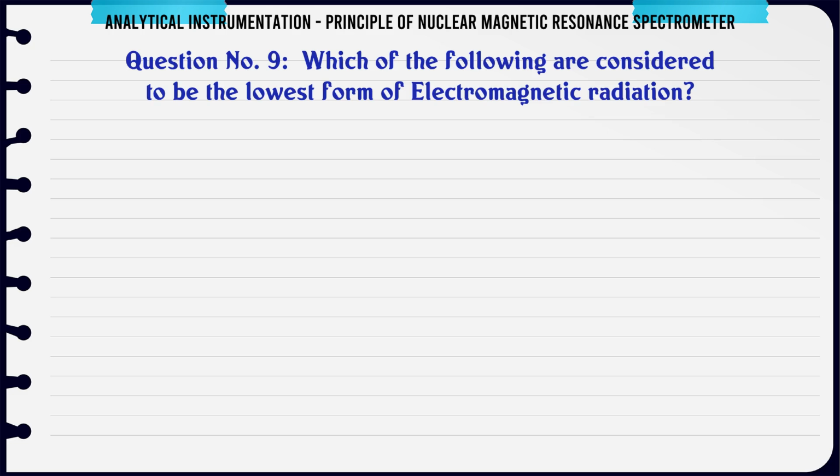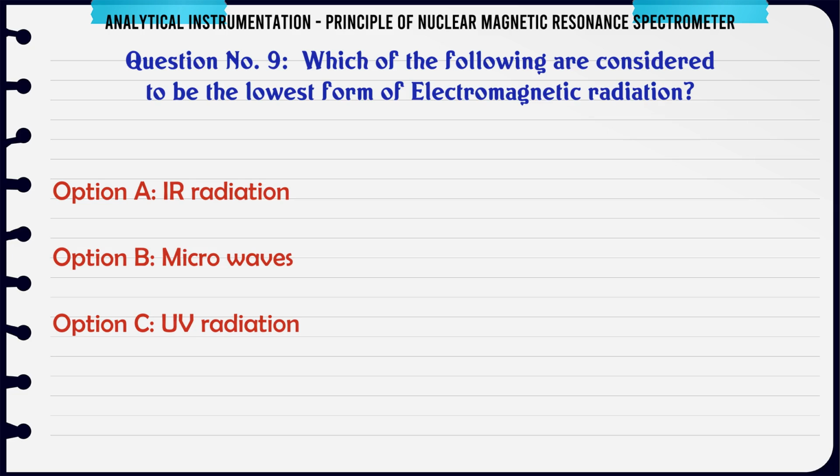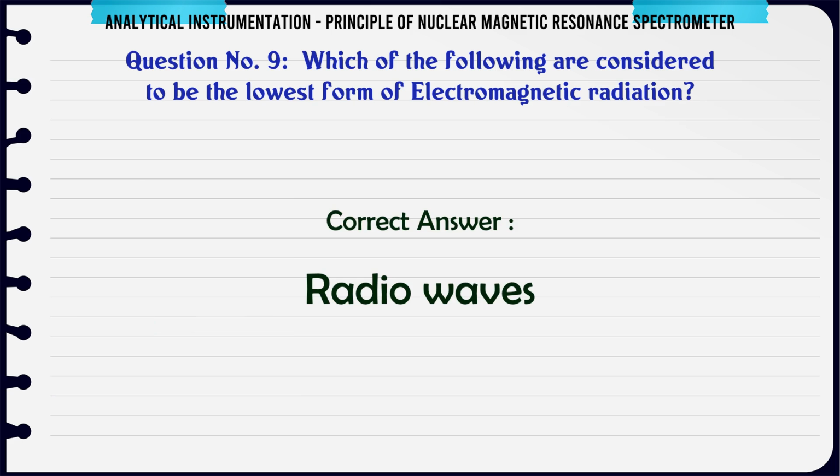Which of the following are considered to be the lowest form of electromagnetic radiation? A. IR radiation. B. Microwaves. C. UV radiation. D. Radio waves. The correct answer is radio waves.